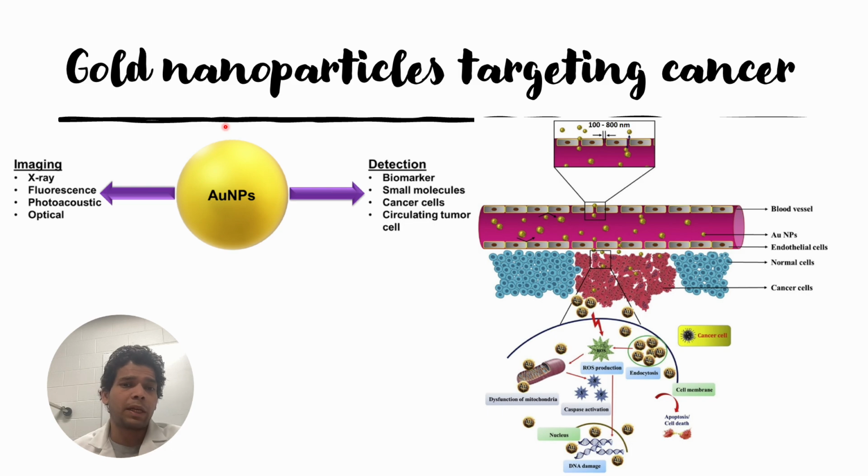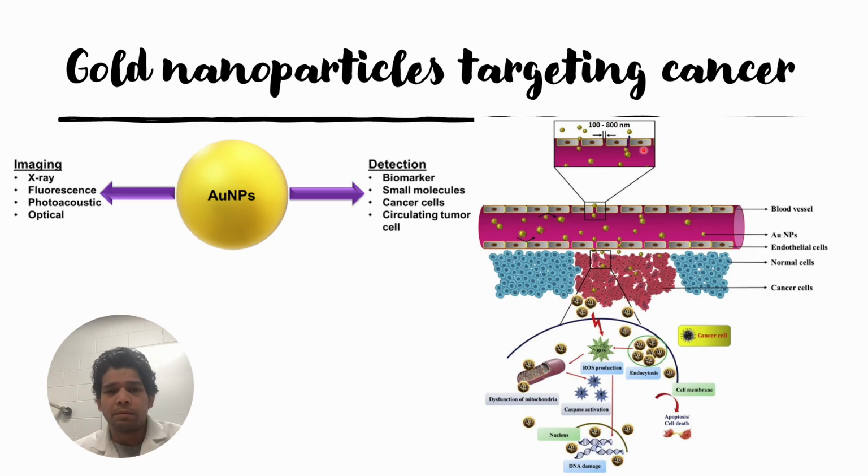And at the same time, if we modify these gold nanoparticles using some fluorescence, then we can observe how these gold nanoparticles are spreading across the patient. And if they are coupled with the cancer cells, then we can measure how the cancer cells metastasize within the patient. That can be part of the detection also.